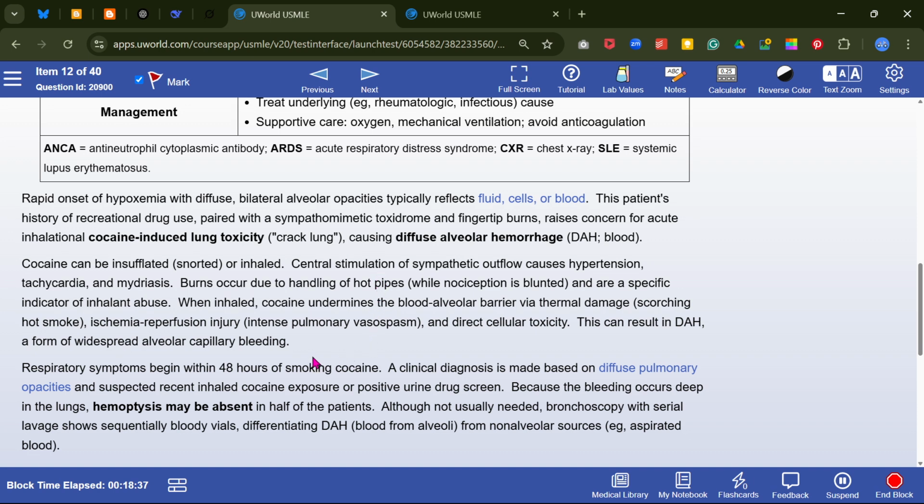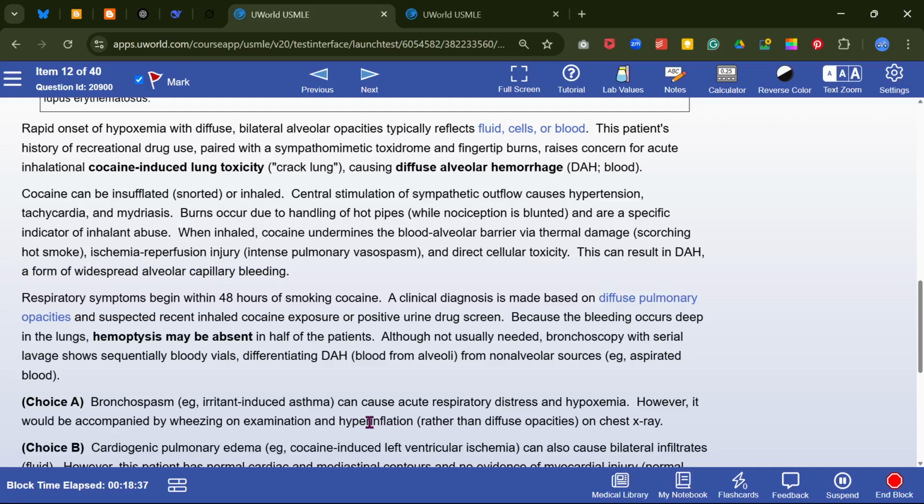This can result in DAH, a form of widespread alveolar capillary bleeding. Respiratory symptoms begin within 48 hours of smoking cocaine. A clinical diagnosis is made on diffuse pulmonary opacity and suspected recent inhaled cocaine exposure, or a positive urine drug screen. Because the bleeding occurs deep in the lungs, hemoptysis may be absent in half of the patients, although not usually needed. Bronchoscopy with serial lavage shows sequentially bloody vials, differentiating DAH from non-alveolar sources of aspirated blood.